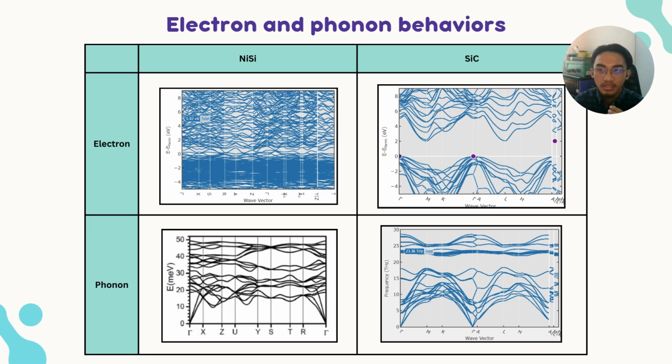As shown, these are the graphs that we obtained from Materials Project for both compounds. As we can see, there is a wide band gap for SiC compared to the NiSi graph. We can see the electrons can move freely in NiSi compared to SiC.